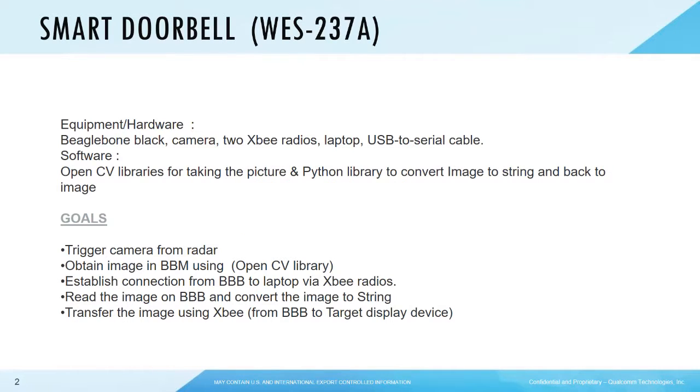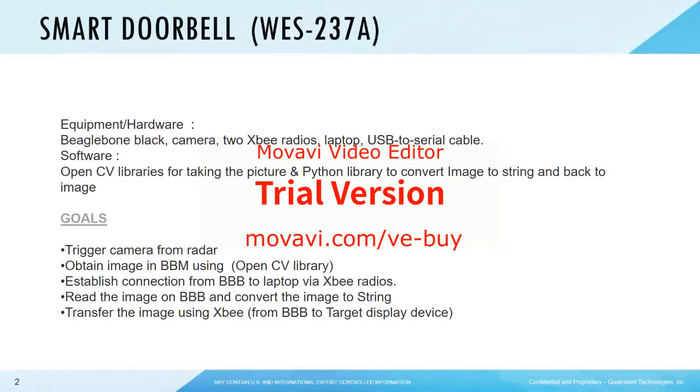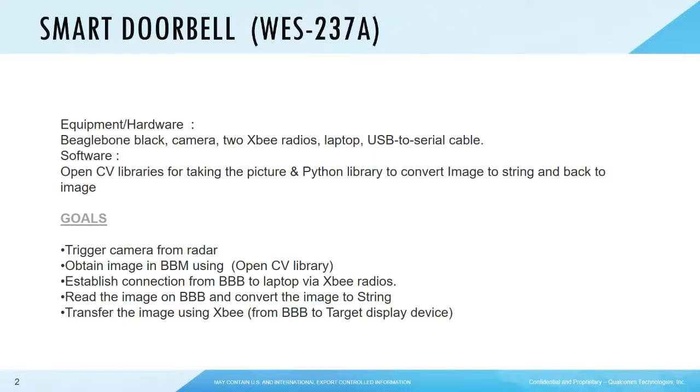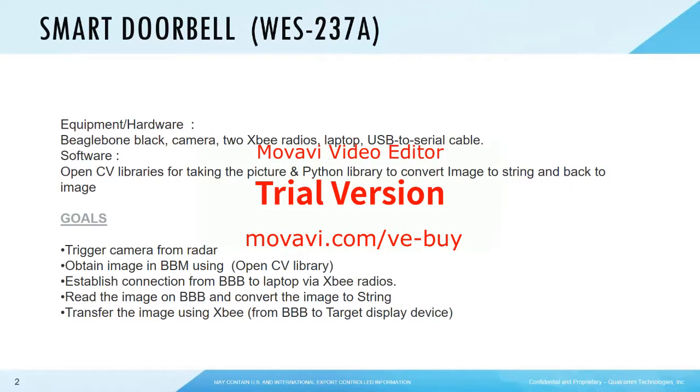The goals for this project are to trigger a camera based on an input from a radar, which responds to a proximity event, to obtain an image in BeagleBone Black using the OpenCV library, establish a connection from a BeagleBone Black to a remote laptop via 2 ZigBee radios, to read the image from the BeagleBone created by the camera and convert it to a string, and transfer the image using XBee from BeagleBone Black to a target display device.